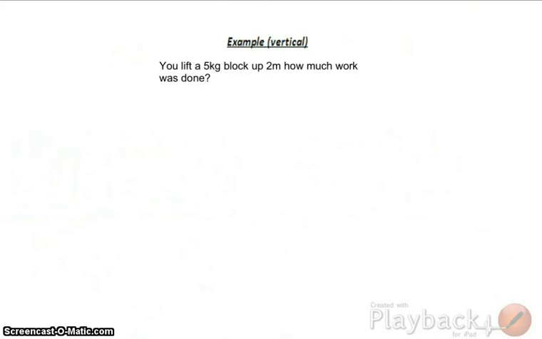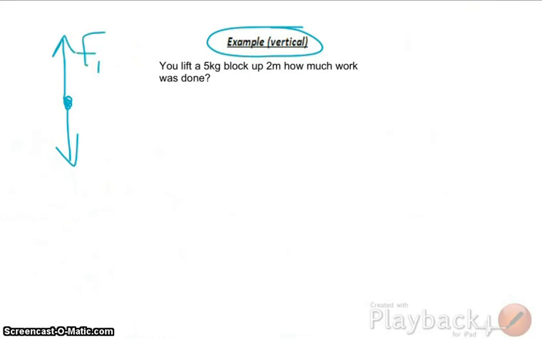Let's look at another example. Now this example is in the vertical. Vertical is a little bit different in that you have to recognize a certain fact: if you're lifting something, your force applied has to be at least equal to the force of gravity. Okay, your average force applied has to cancel out the force of gravity.